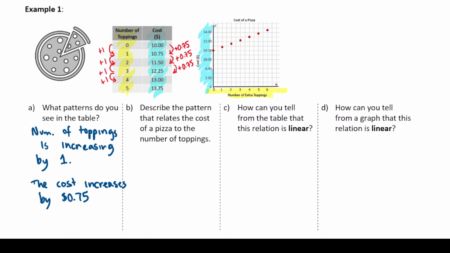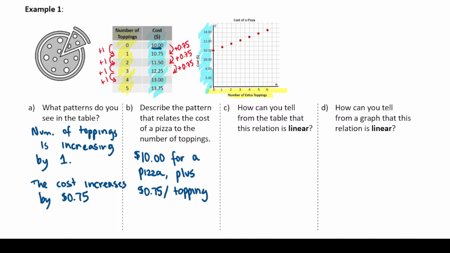Okay, describe the pattern that relates the cost of the pizza to the number of toppings. So basically, if you have a pizza with no toppings at all, there's going to be a base cost of $10. And then every time you buy new toppings, however many you want, those are each going to cost you an additional 75 cents. So we can say something like this: the base cost of a pizza is $10 plus 75 cents per topping.